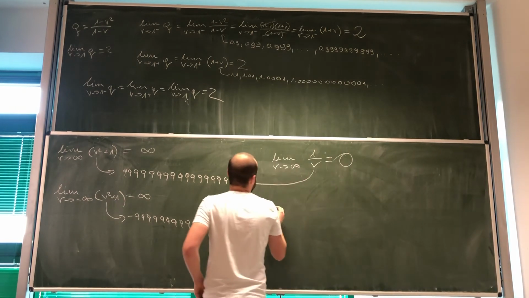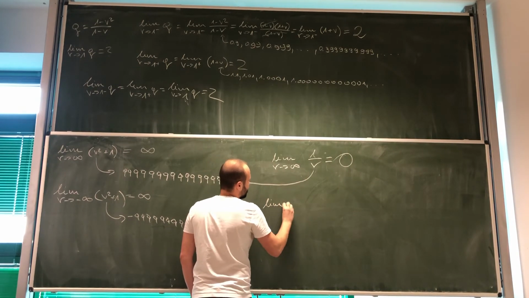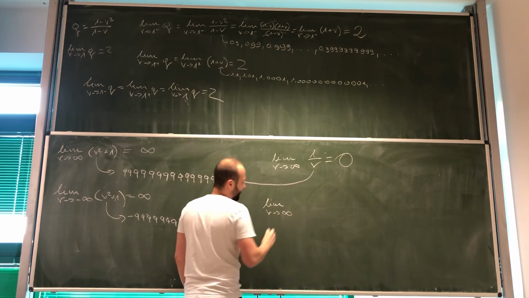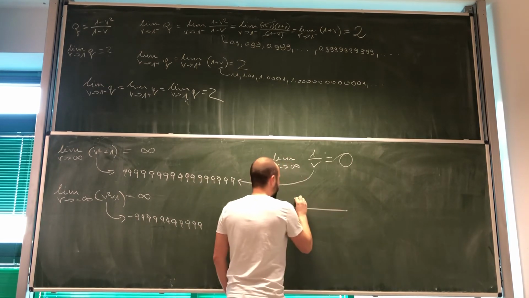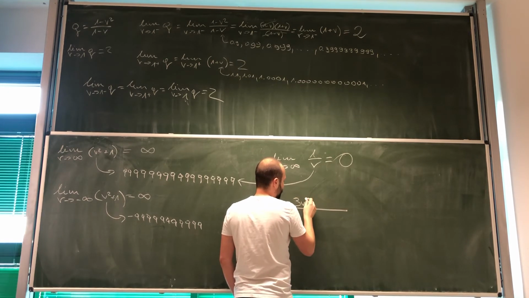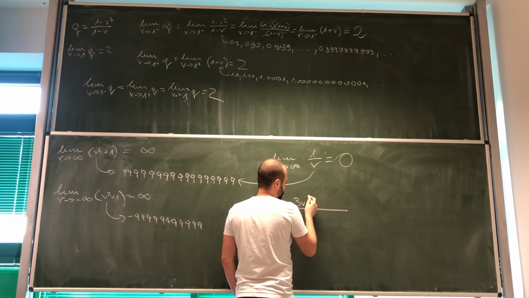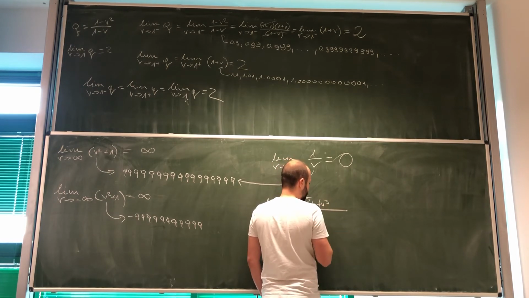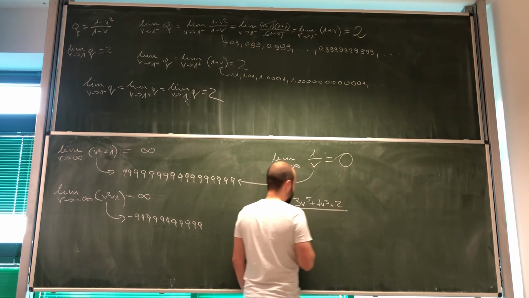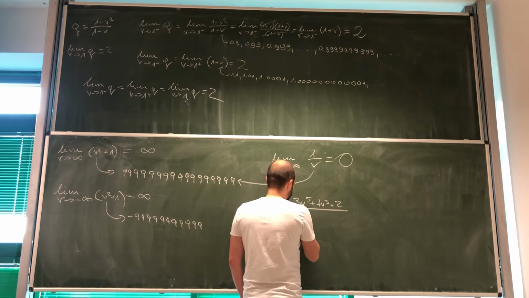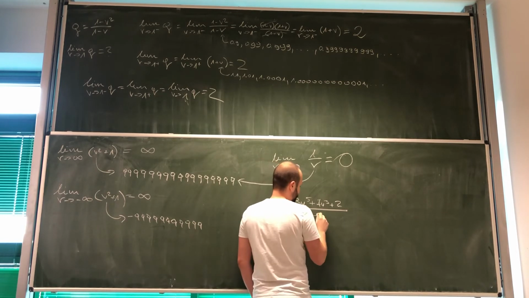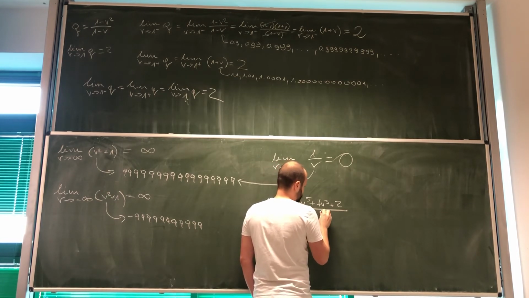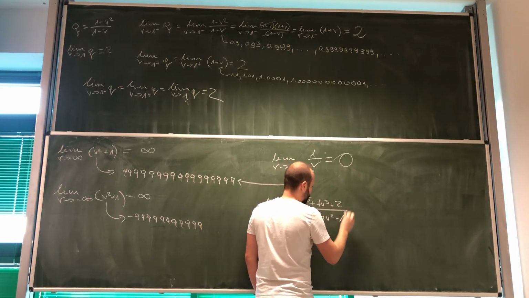Okay, so let's try now. Let's just say that we need to calculate a limit with v approaching infinity out of, let's just say, 3v to the power of 5 plus 7v to the power of 3 plus 2 over 4v to the power of 6 plus 4v to the power of 2 minus 1.